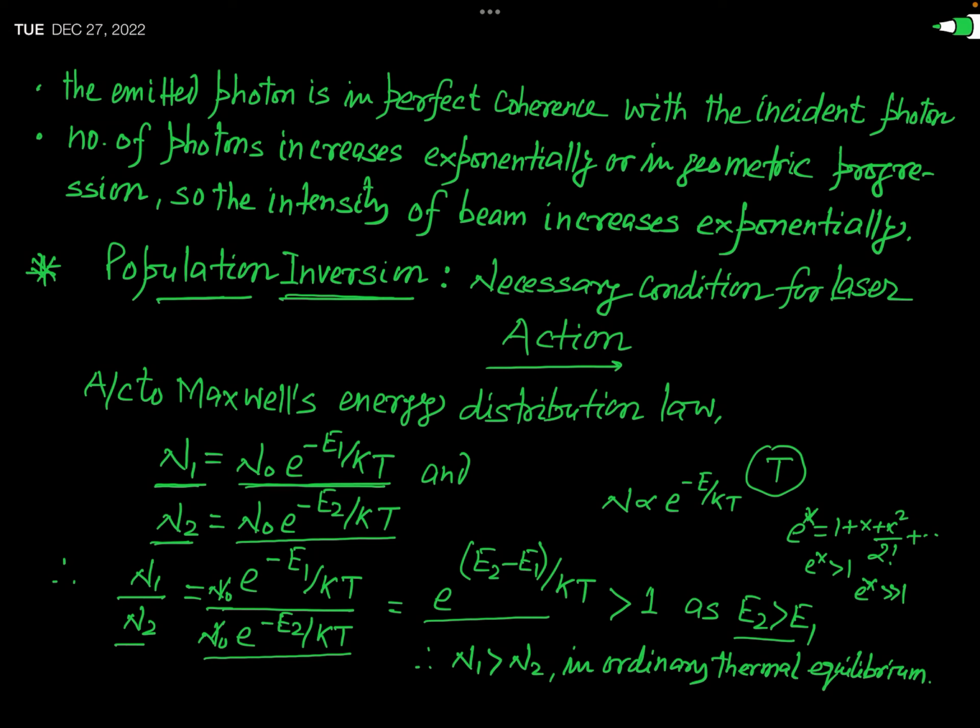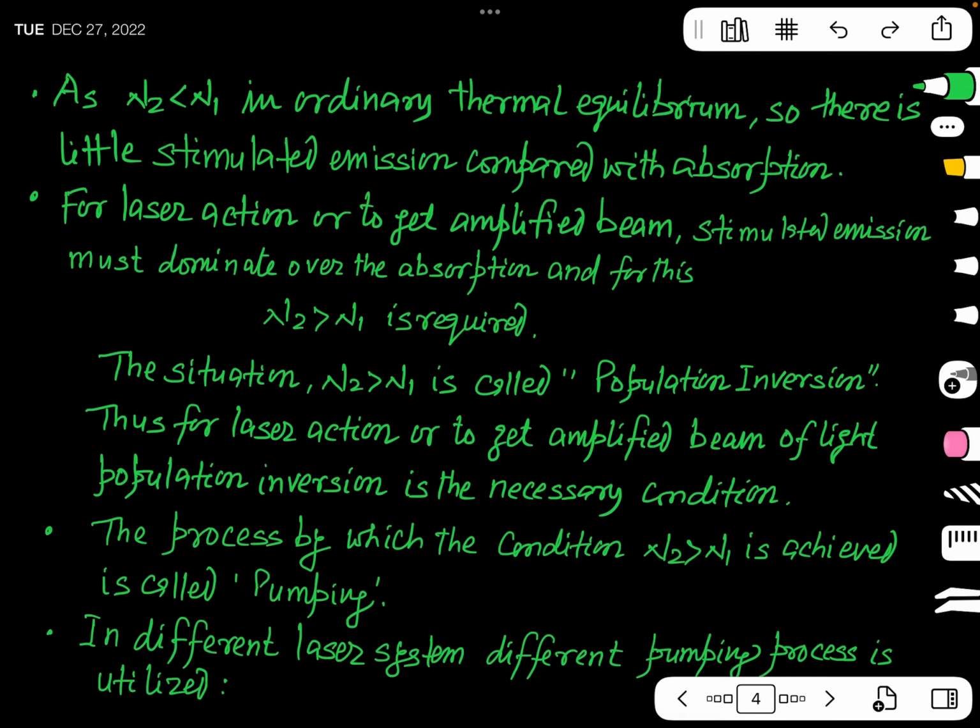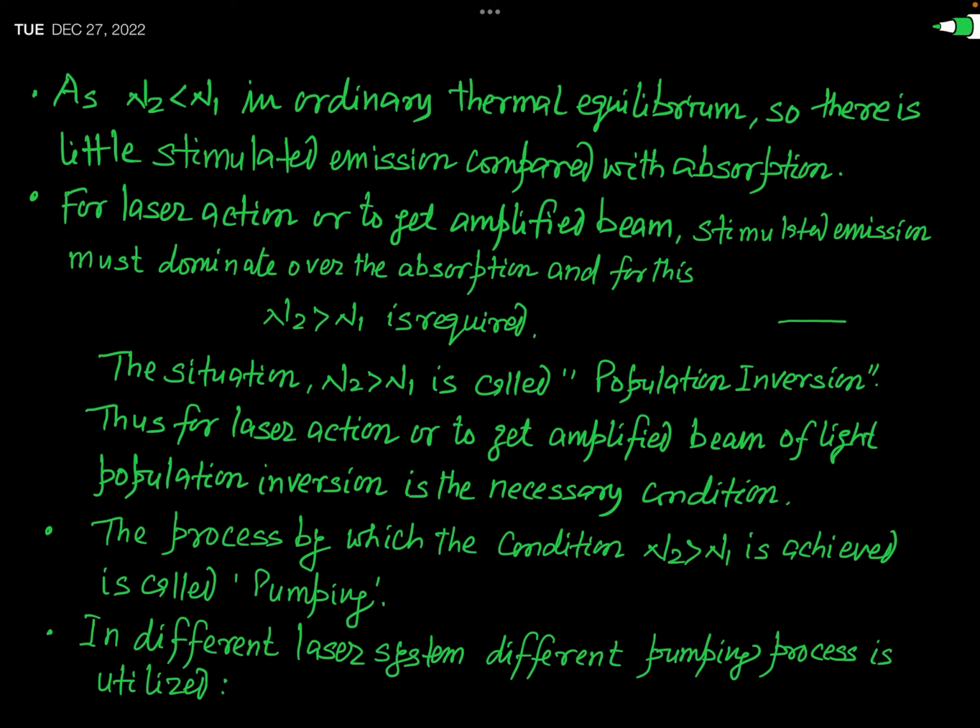So in fact, in this condition, we can say that this ratio of N1 and N2 will be much greater than 1. So in normal condition, you have seen that the population of the lower energy level is larger than the population of the higher energy level. Or in other words, N2 will be less than N1 in normal condition.